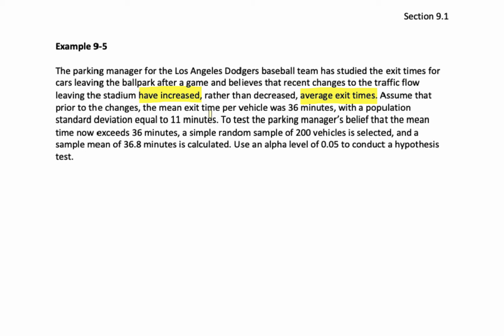So we have the mean exit time prior to the changes was 36 minutes, population standard deviation of 11 minutes. And then we have a sample here of 200 vehicles with a sample mean of 36.8 minutes. And we're using an alpha level of 0.05. So we have to take all of this information and figure out how we're going to pull this into the problem. So we're going to start with our claim.